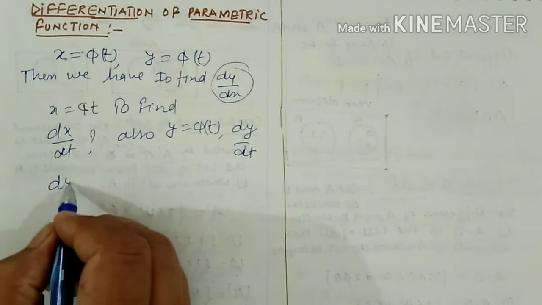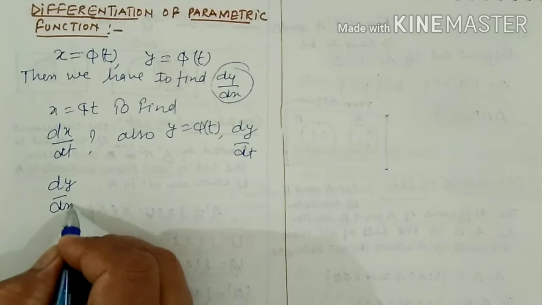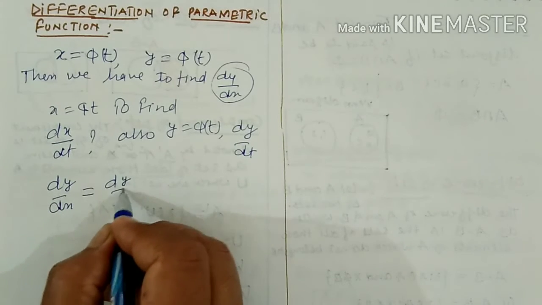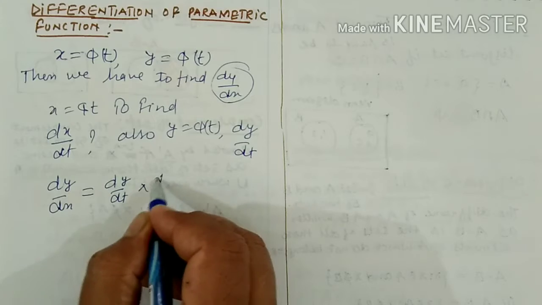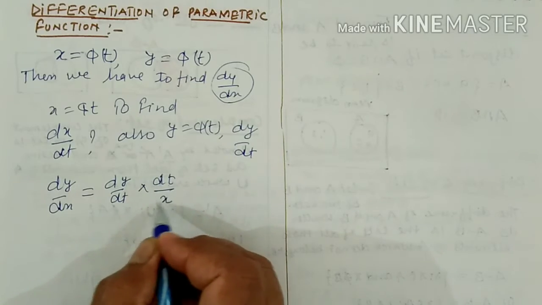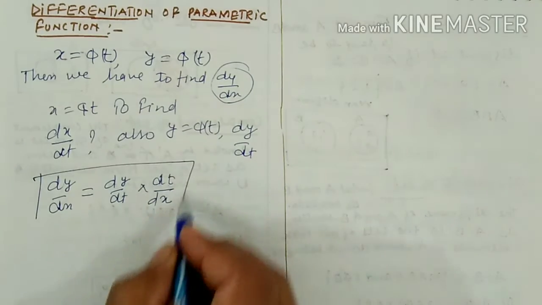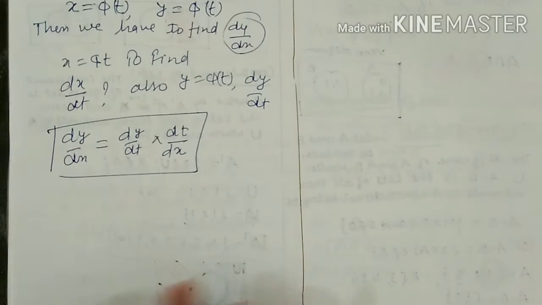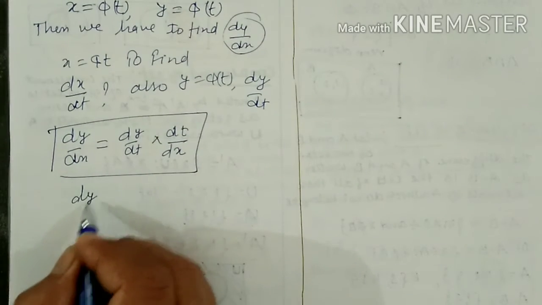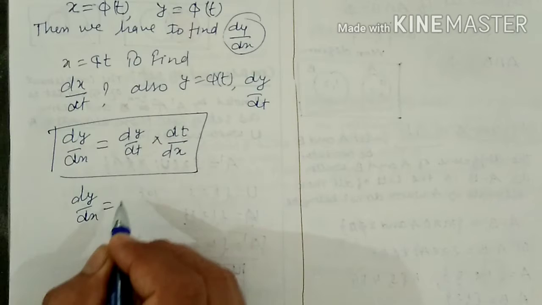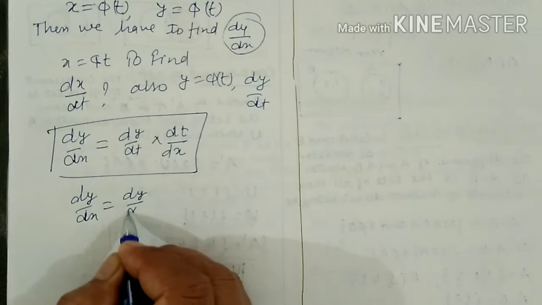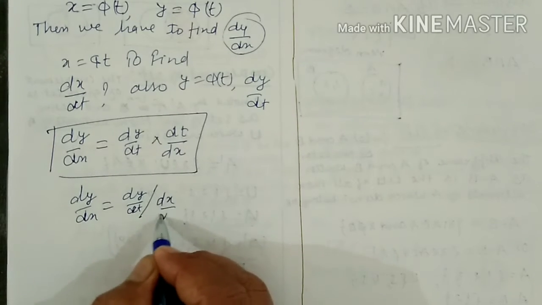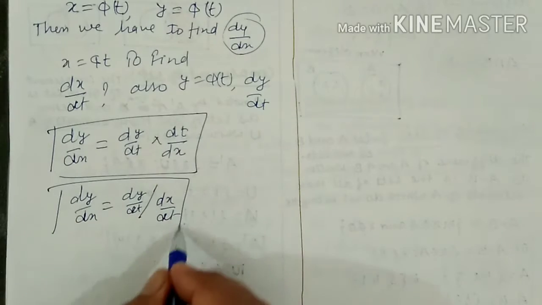So finally we can write dy upon dx is equal to dy upon dt into dt upon dx. Or we can write it as dy upon dx is equal to dy upon dt divided by dx upon dt. Clear?